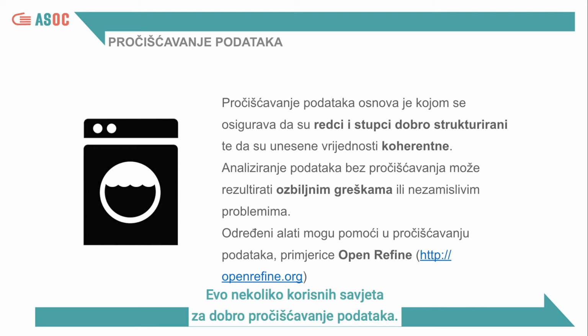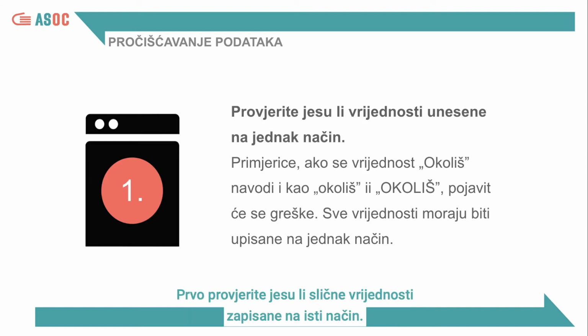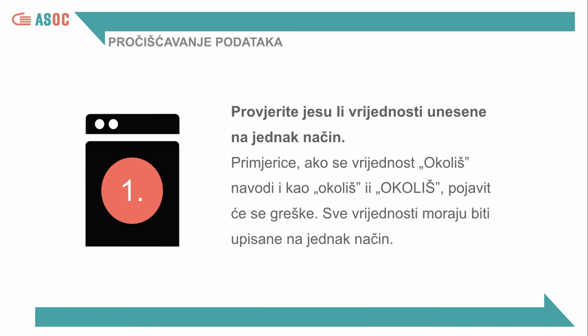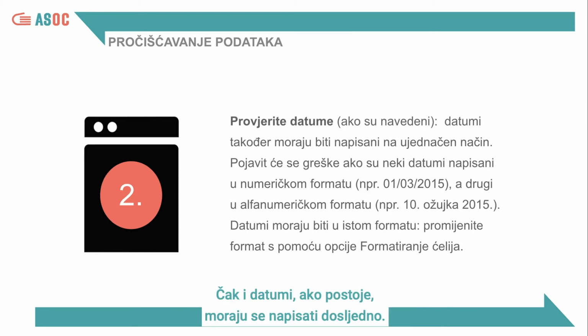Here are some useful tips for good data cleaning. First, check that the similar values are written the same way. For example, a mistake would be if environment was also written environment with a small e and environment in capital letters. They must all be written in a similar way. Even the dates, if any, must be written in a similar manner. For example, it would be erroneous for some dates to be entered in numeric format and others in alphanumeric format. You must have dates in one format only.